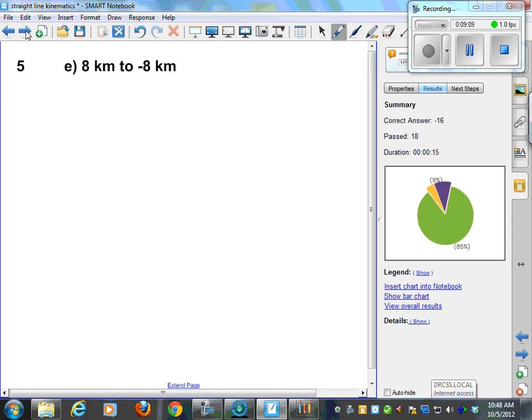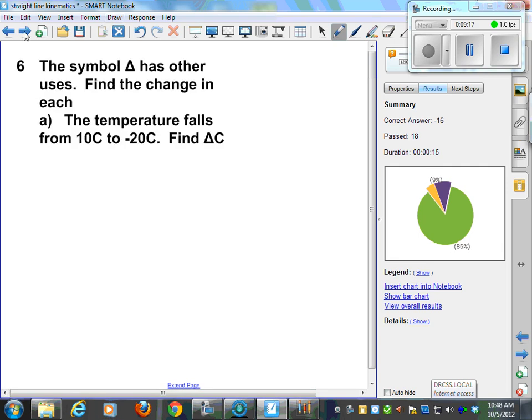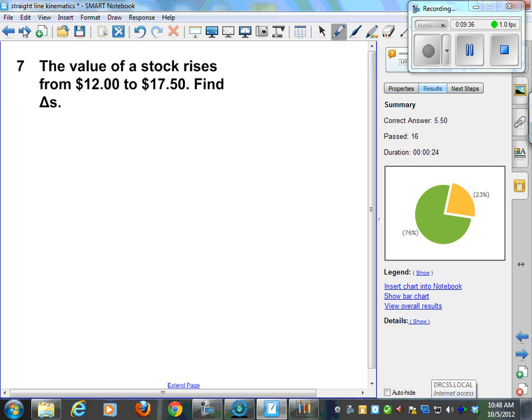From 8 to -8, -16 is the answer. The symbol delta has other uses. It doesn't have to be displacement. It could be change in anything. Change in temperature from 10 to -20, sort of like our week in Manitoba, is -30 degrees change. If it's the stock market, from 12 to 17.50, is that not plus 5.50? I'm guessing some of you just put 5.5.